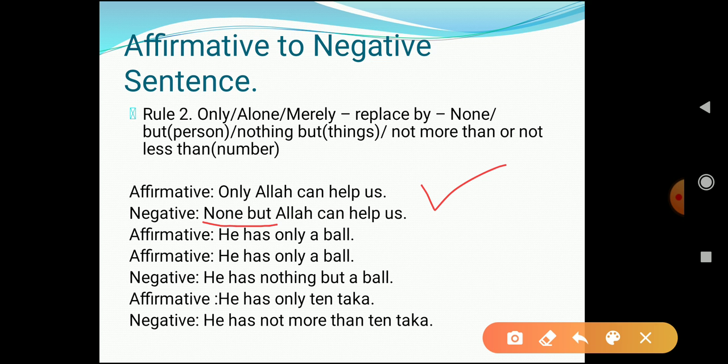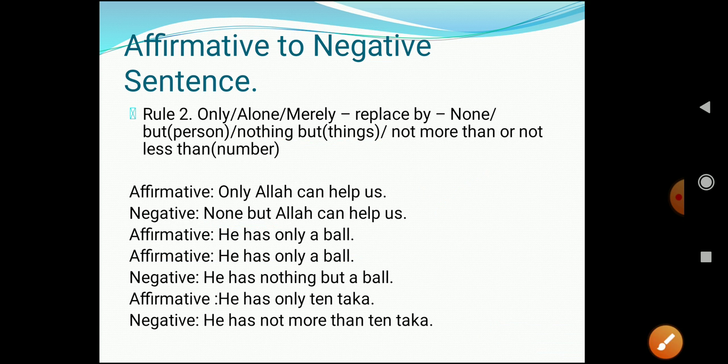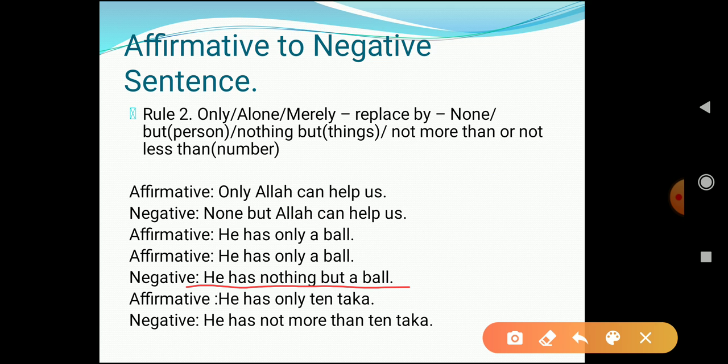Let us look at sentence 2. He has only a ball. So when we have to convert into a negative sentence, we have to use nothing but, because nothing but is used for things. So it will be, he has nothing but a ball. Right.